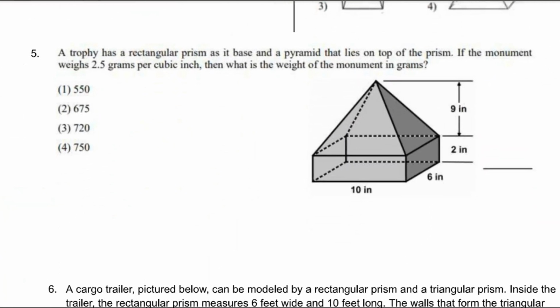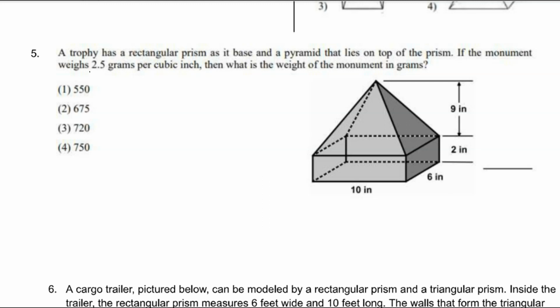Number 5. A trophy has a rectangular prism as its base and a pyramid that lies on top of the prism. If the monument weighs 2.5 grams per cubic inch, what is the weight of the monument in grams? So let's say that this whole thing here is the monument. I would need to find the total volume of this base, the total volume of the top, add them together, and then multiply it by the weight per cubic inch.